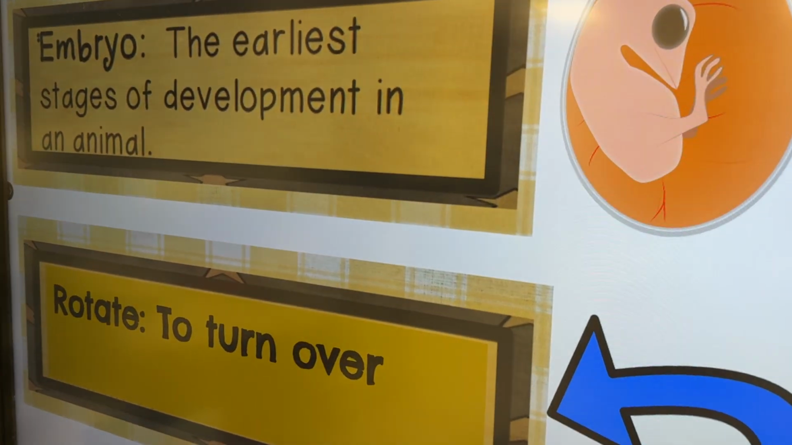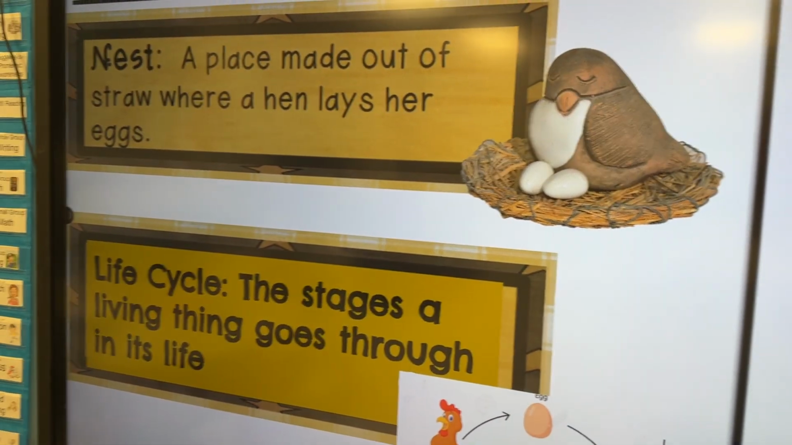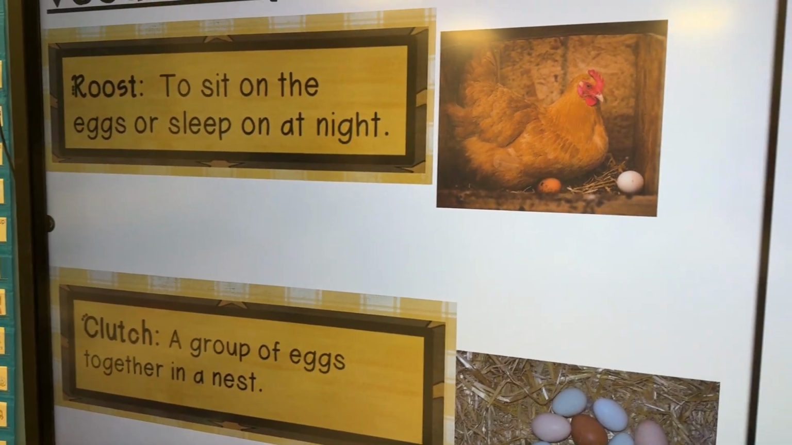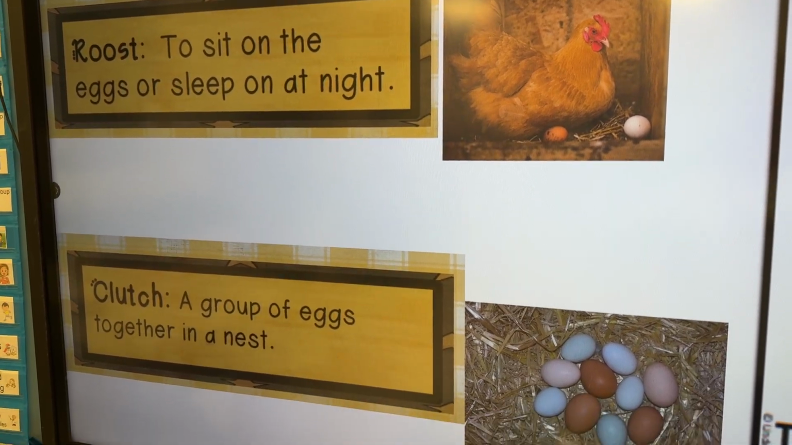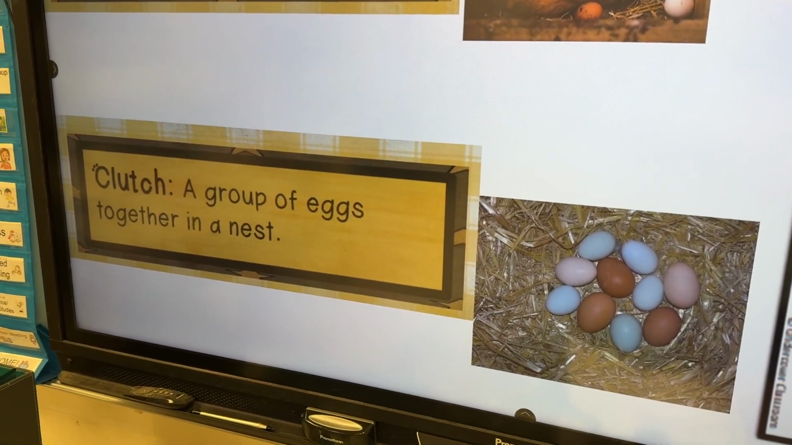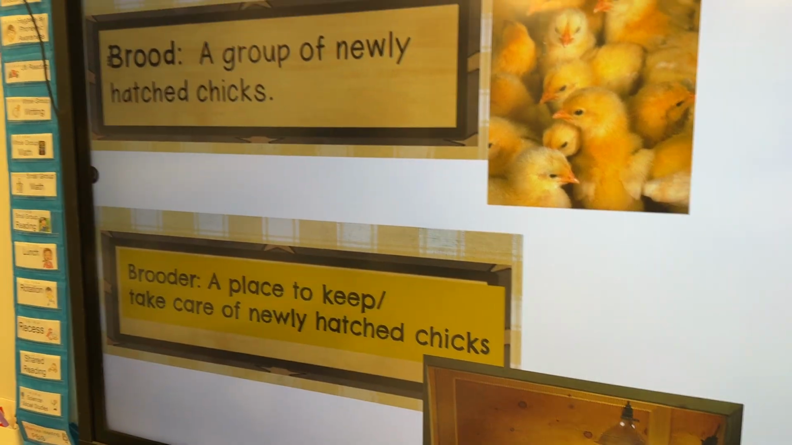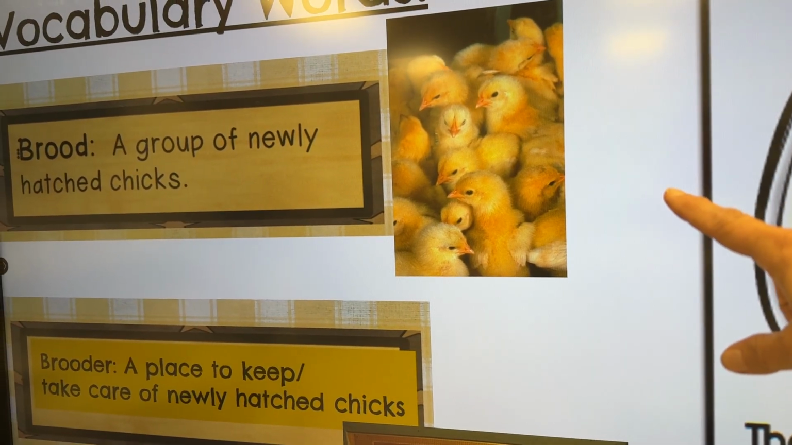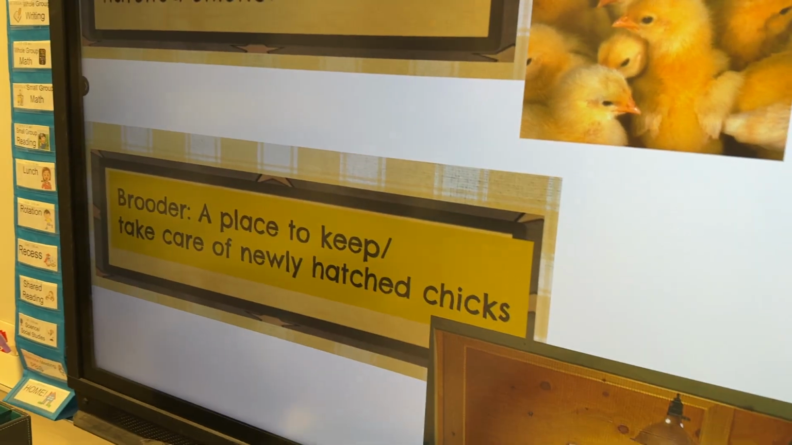Embryo, rotate were our words for day 3. Day 4 was nest and life cycle. Day 5, roost, we used as a verb to sit or sleep on at night. And then clutch we used as a noun, a group of eggs together in a nest. Day 6, yesterday, which was Saturday, we learned about brood. This is what you call a group of newly hatched chicks, and a brooder box to put the chicks in.